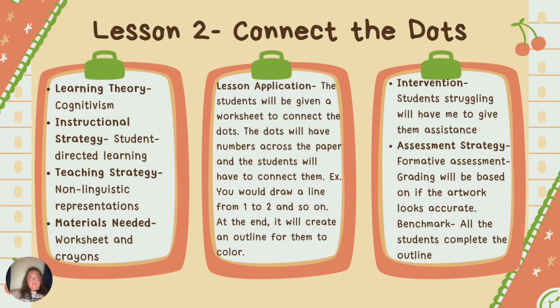In this lesson, the students will be given a worksheet to connect the dots. The dots will have numbers across the paper, and the students will have to connect them. For example, you would draw a line from 1 to 2 and so on. At the end, it will create an outline for them to color. For the students struggling, I would give them one-on-one time.